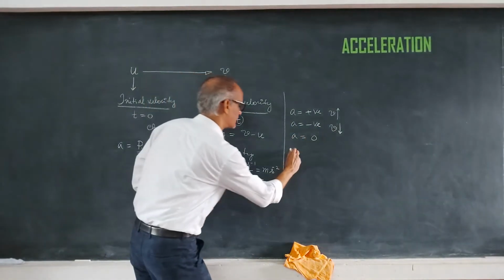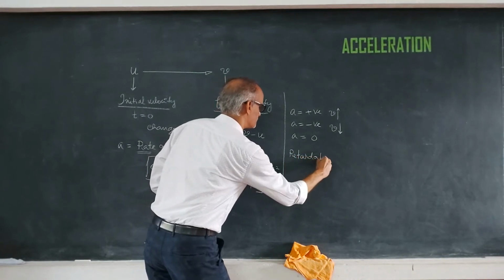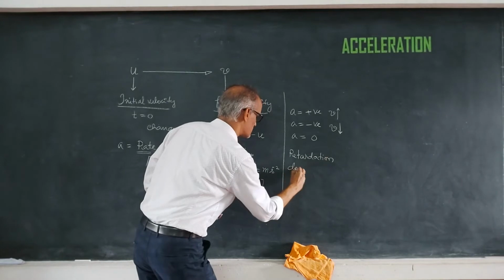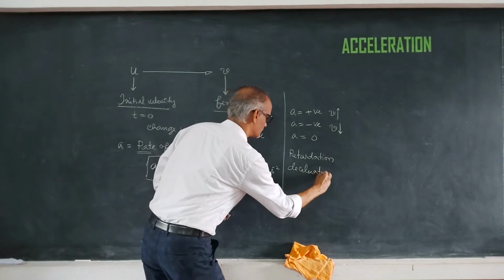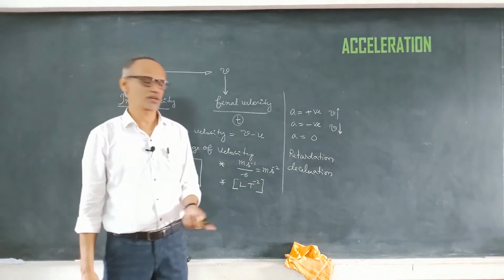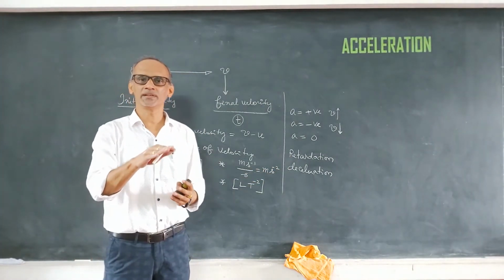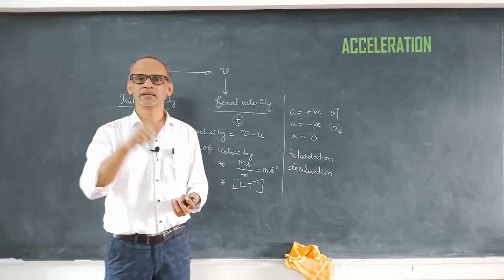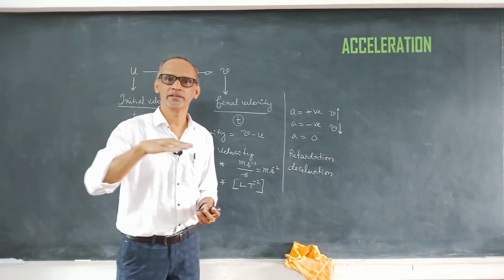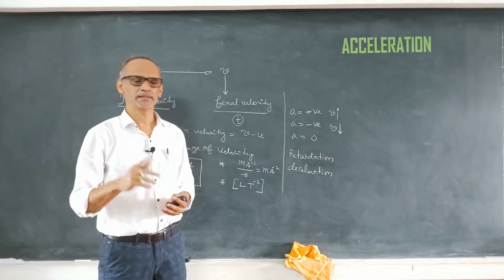A negative acceleration is called retardation, or it is also called deceleration. Negative acceleration is called retardation or deceleration. If a vehicle is moving and the brake is applied suddenly, that is deceleration, because the velocity decreases and then becomes 0. Are you clear?